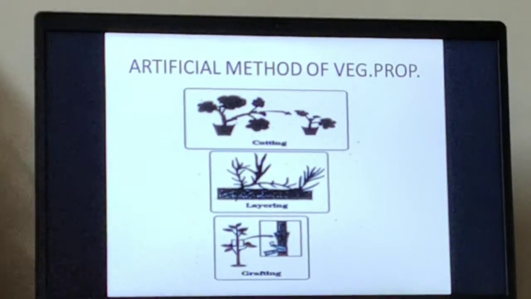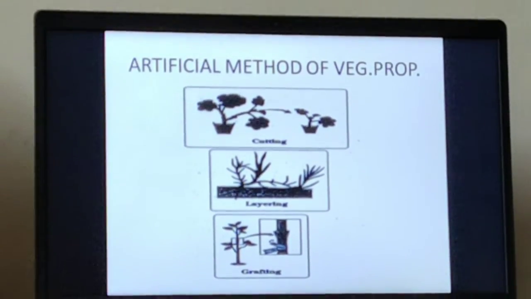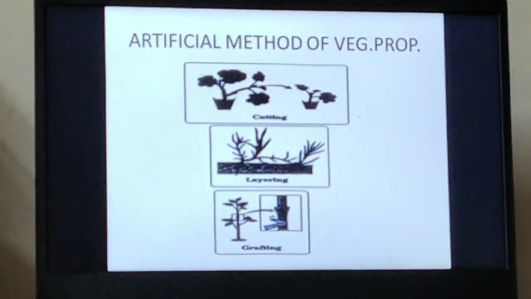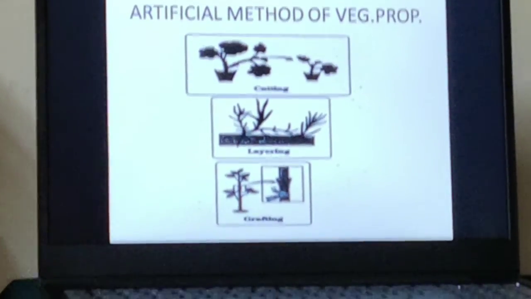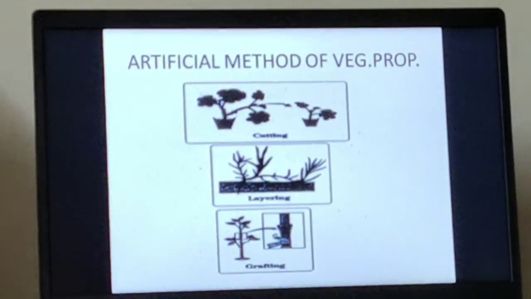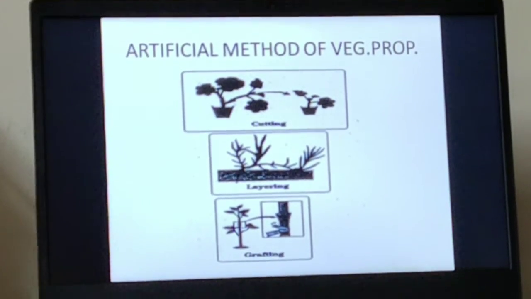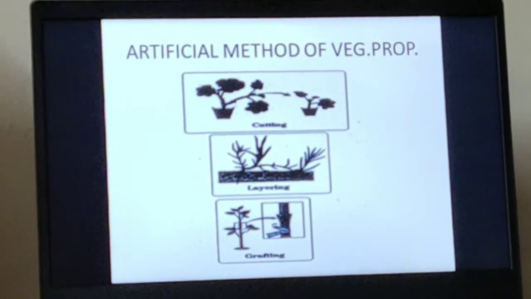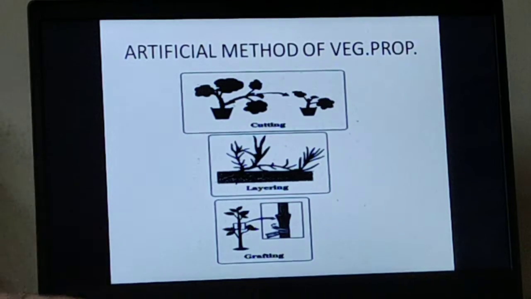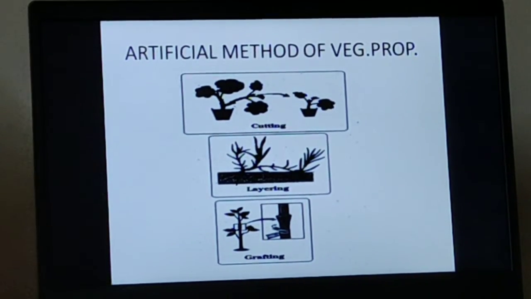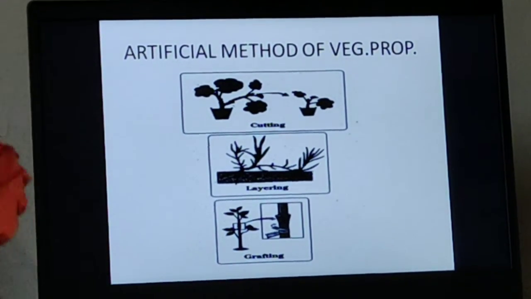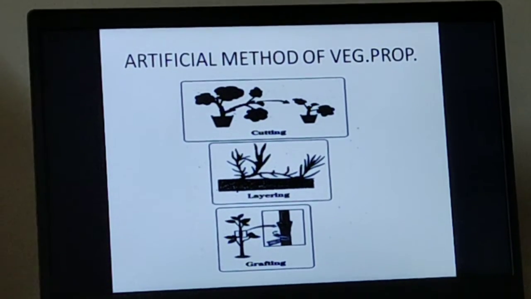The last method is grafting. Grafting is what? To produce a desired new variety, a different variety of a plant which does not exist, is known as grafting. A simple example: if I take two different stems of two different plants, one stem of an orange and one stem of a lemon, and when we fuse them, a new plant is grown, that is a sweet lime. That is the grafting method.